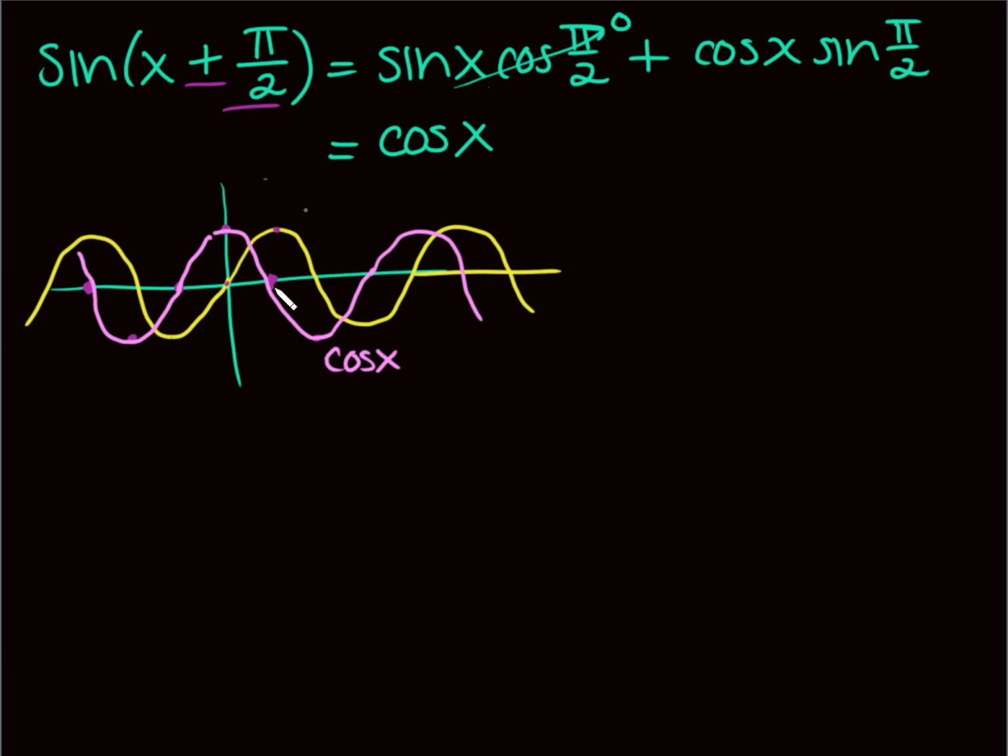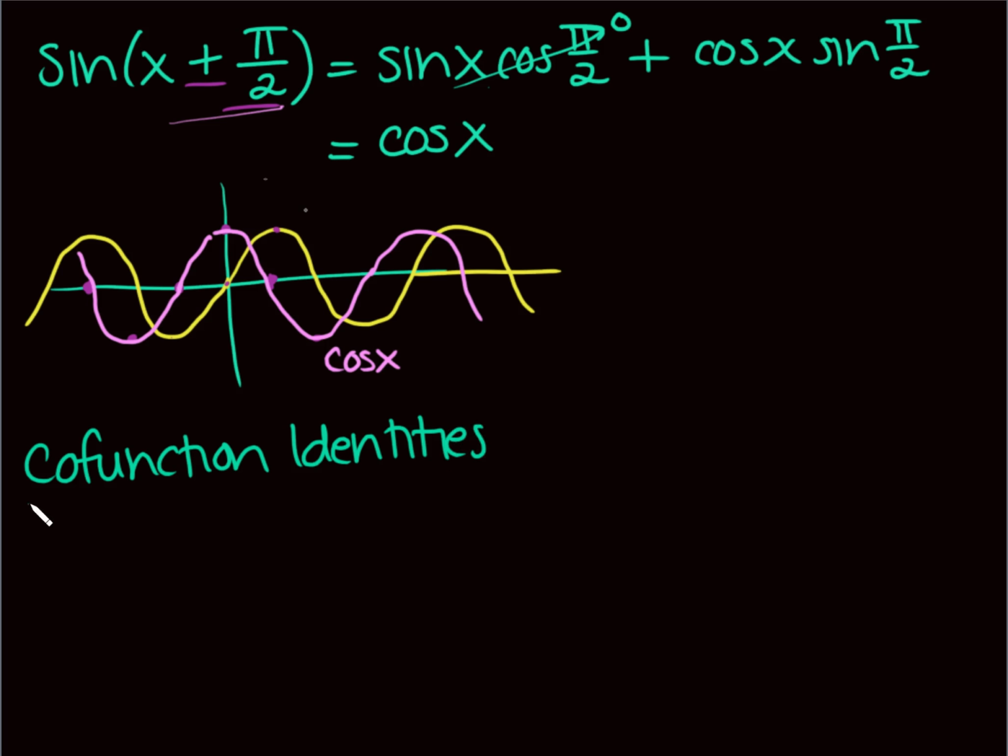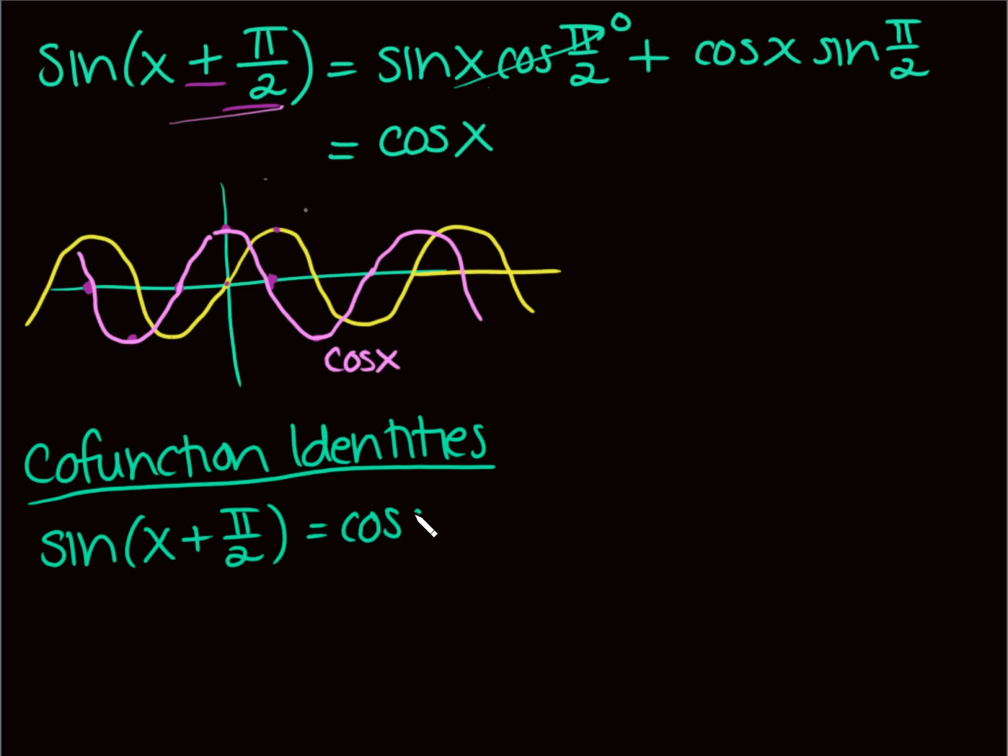Remember, cosine starts at 0, 1, goes through 0 at pi over 2, 3 pi over 2, 5 pi over 2. And so this identity really makes sense, because if we just think of this as taking the graph of sine and shifting it to the left pi over 2, then we are going to get cosine. So to add to those cofunction identities, some more cofunction identities. I'm not going to prove every one of these for you. So the sine of x plus pi over 2 is going to be cosine of x.